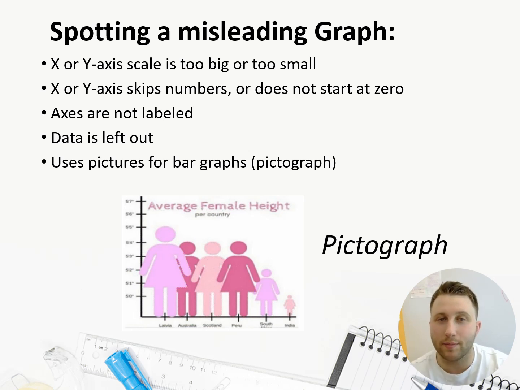Axes should be labeled, data should not be left out, and a telltale sign is the pictograph, where they use pictures to represent bars in a bar graph. Remember, this tends to exaggerate the relative differences between the bars and is not appropriate for the AP exam. If you see a pictograph like the one here on the screen, you should reject this graph as an ineffective graphical technique, one that we do not approve of in the AP Stats community.